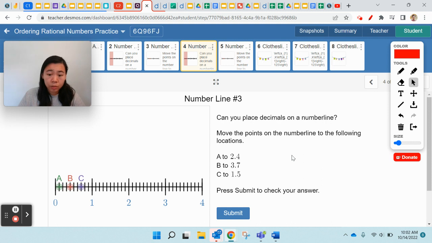Number line 3. This shouldn't be any issues. These are all already in decimals, so we should be able to just drag these to the points. A is 2.4, so go up whole 2, and then 0.4: 0.1, 2, 3, 4. B is 3.7, so 3 and 7/10. 1, 2, 3, 4, 5, 6, 7/10. C is 1.5, so 1.5. 1, 2, 3, 4, 5.